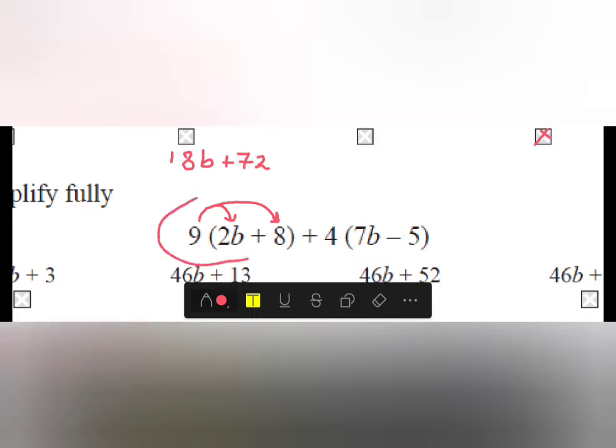Now we finished this bracket. Now we're going to start with the other one. So plus 4 multiplied by 7b and then multiplied by negative 5. So plus 4 multiplied by 7b equals, very good, it's going to be 28 positive, of course, 28b. And then 4 times negative 5. As we said, different signs, when you multiply them, you always get negative. So negative 20. Very good.